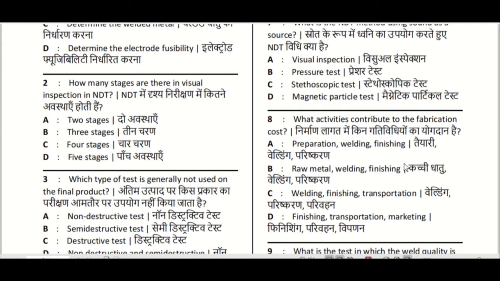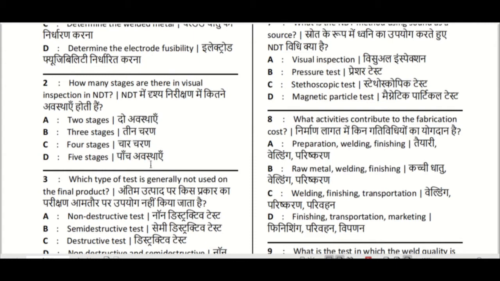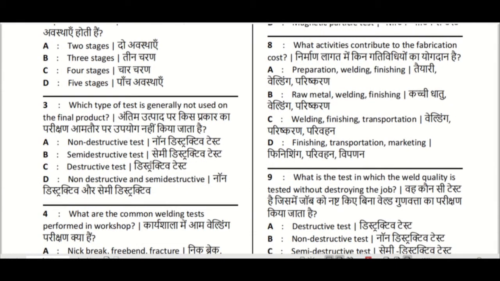How many stages are there in the visual inspection method? You know that visual inspection method is a type of non-destructive test. The stages in visual inspection methods are three types. Three stages are there.